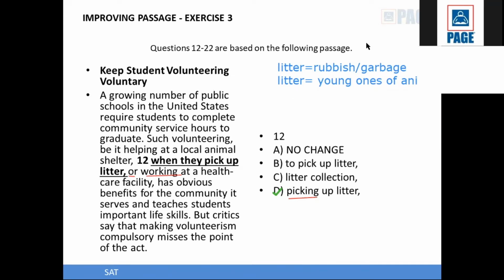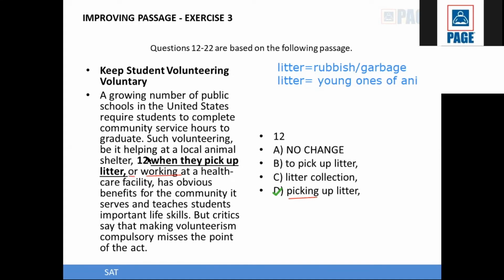Not A and B. It cannot be A. Such volunteering, be it helping at a local animal shelter, you're talking about activities, so why should you use the pronoun "they"? This is explaining what the people do when they pick up litter at a local animal shelter. Are they going to pick up the young ones of animals? That is what they mean. If that is the meaning, then you can go with this, even though the sentence is grammatically wrong.